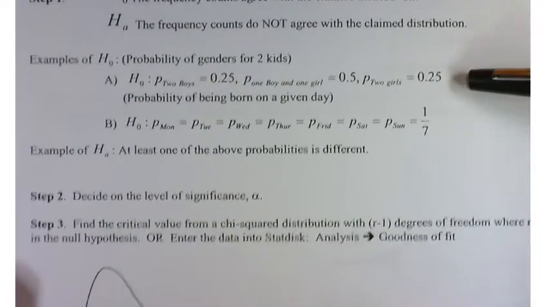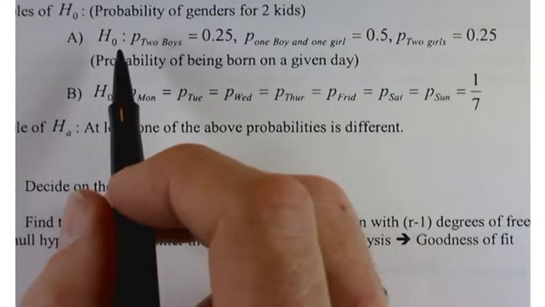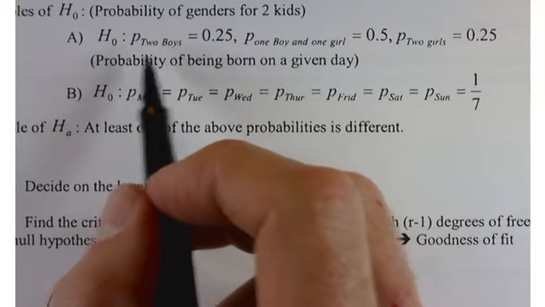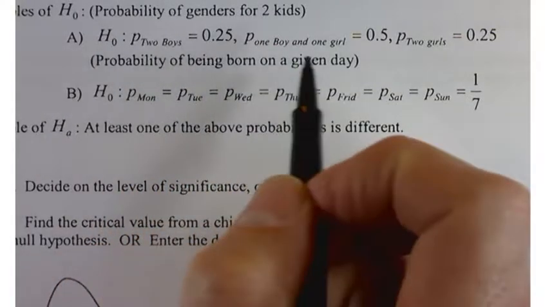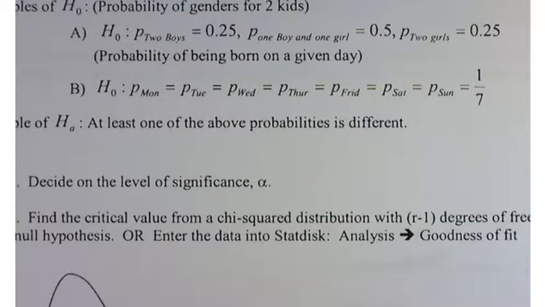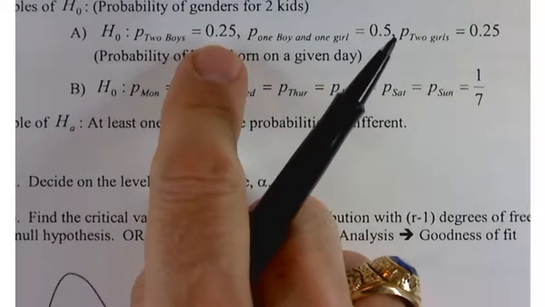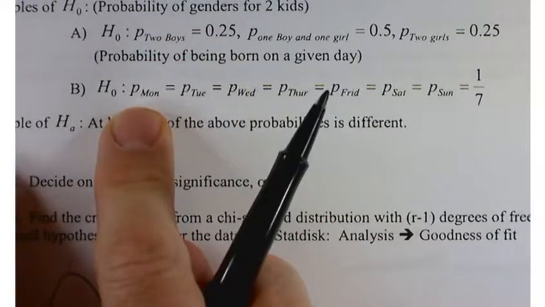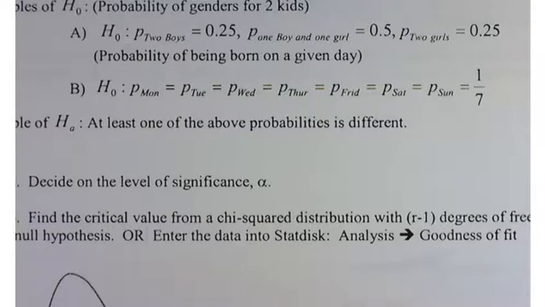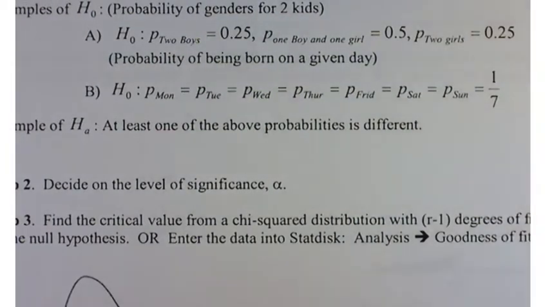This can be stated in other ways, and in practical terms, your null hypothesis can look like one of these. If you're talking about the gender of two kids, probability of both being boys is 1/4. One boy and one girl is 50%. Two girls, again, is 1/4. So that could be a null hypothesis. So you're talking about your frequencies or your expected values as percentages. Sometimes you'll have things that are all equal, like the probability that something happens is equal throughout the week. So you can just list that they're all equal to 1/7. So these are just a couple examples of a null hypothesis.